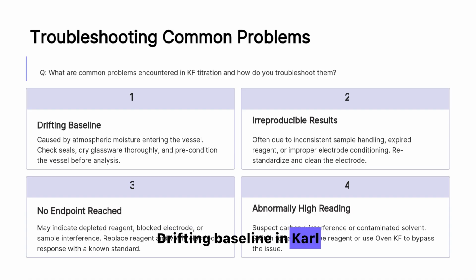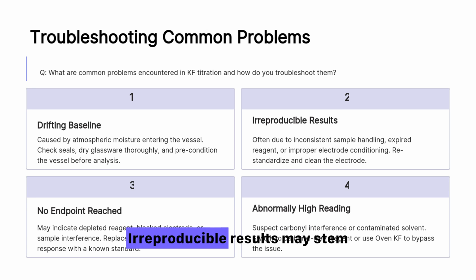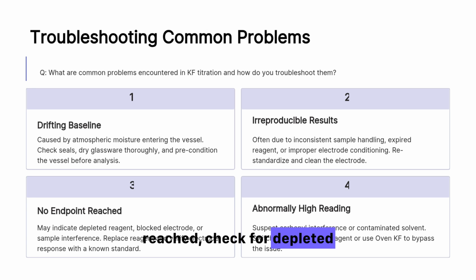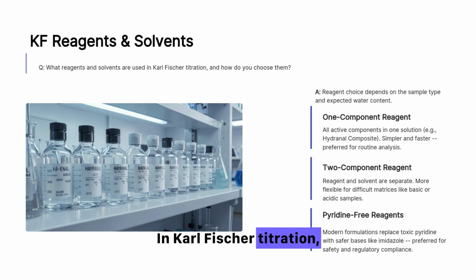Drifting baseline in Karl Fischer titration is often due to atmospheric moisture, so ensure seals are intact and glassware is dry. Irreproducible results may stem from expired reagents or poor electrode conditioning. If no endpoint is reached, check for depleted reagents or blocked electrodes. High readings could indicate carbonyl interference. Consider using carbonyl-free reagents.